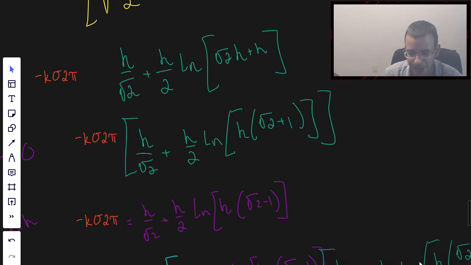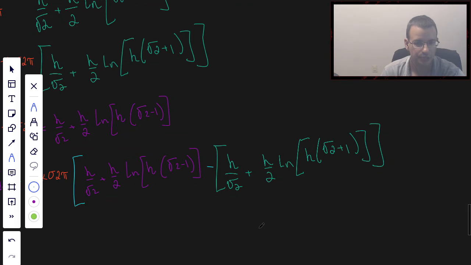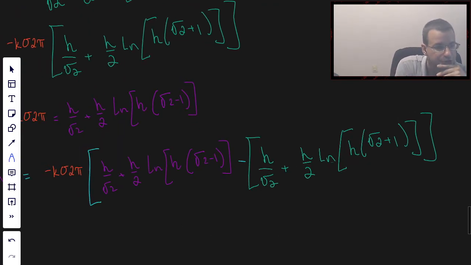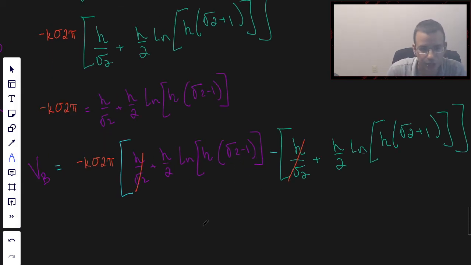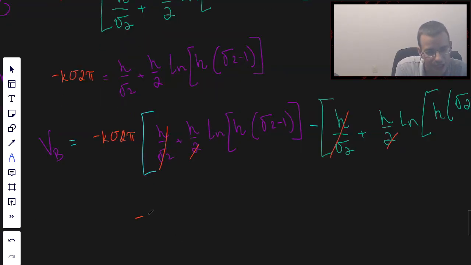I know this problem is a bit challenging to follow, and I wish there was an easier way, but sometimes there is not. So what's going to happen here is we have an h minus h over square root of 2 here, h over square root of 2 there, 1 plus, 1's minus. And then we can factor out an h and a 2. So these 2's are going to cancel. We're going to pull out an h. So we're going to have negative k sigma pi h.